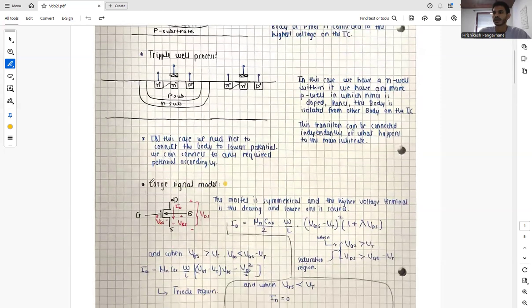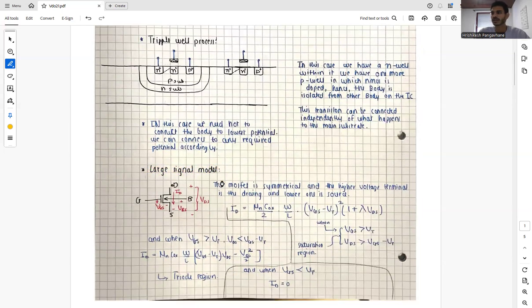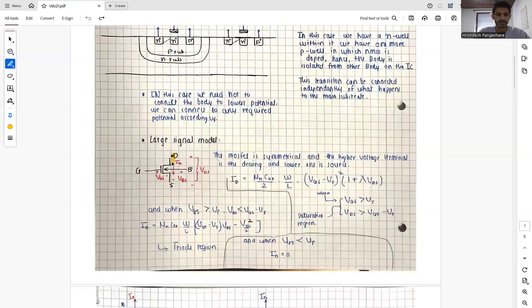So let's come to the large signal model of our MOSFET. We represent our MOSFET like this. We know this already. We have our high potential terminal as our drain, low potential terminal as our source, and we have our gate. Between gate and source, VGS is formed, and we also have our body. Between drain and source, we have VDS. Between body and source, we have VBS. And when a voltage greater than VT is applied at the gate, current ID flows from drain to the source.